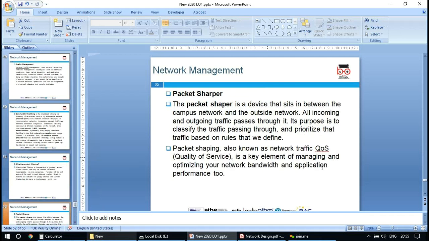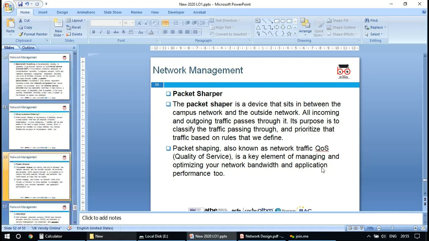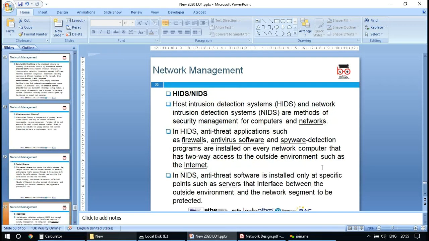And a packet shaper is a device that sits between the campus network and the outside network. So instead of controlling a computer, you have a device which works on the network traffic.